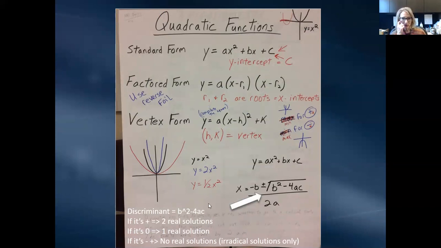Now, sometimes you can factor out a quadratic equation using the reverse FOIL, and sometimes you can't. Sometimes you have to use the quadratic formula, and the quadratic formula can be found right here.